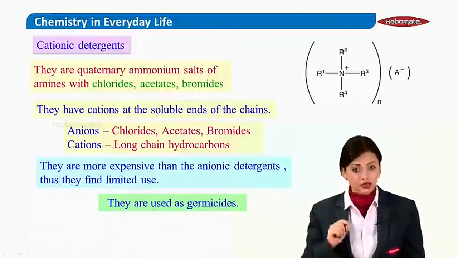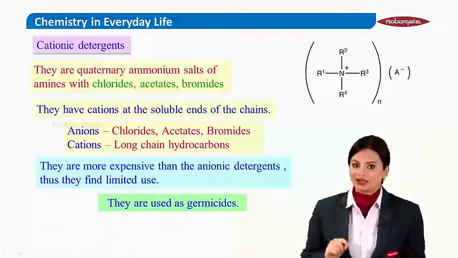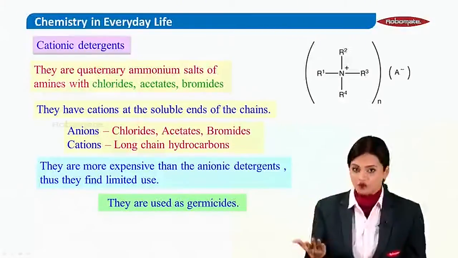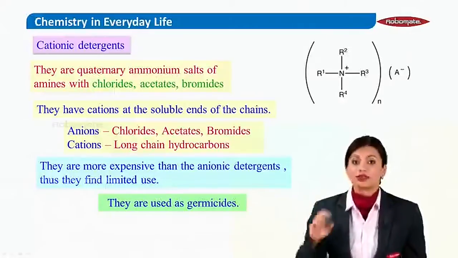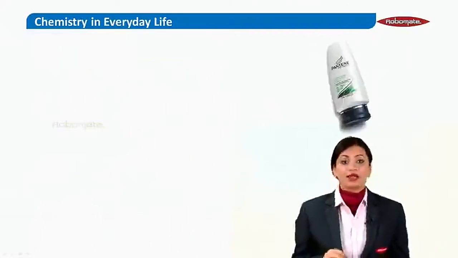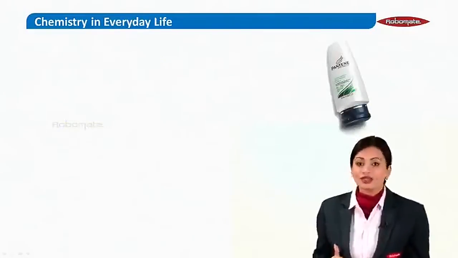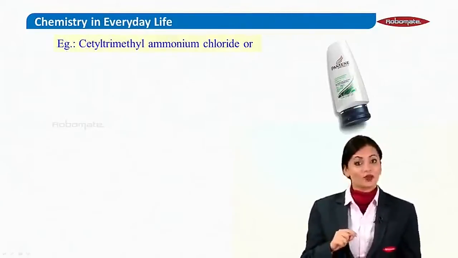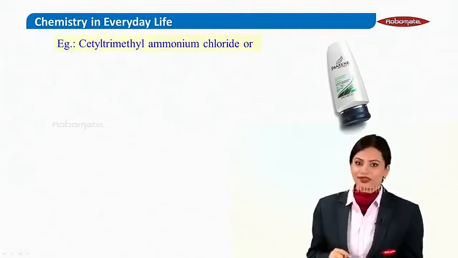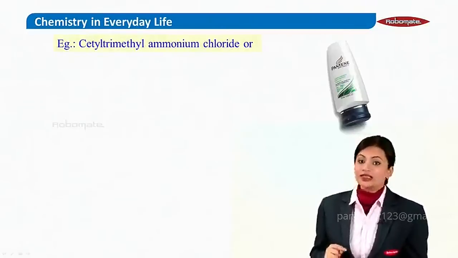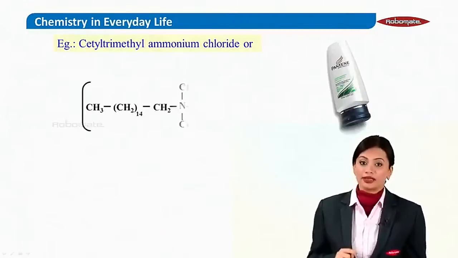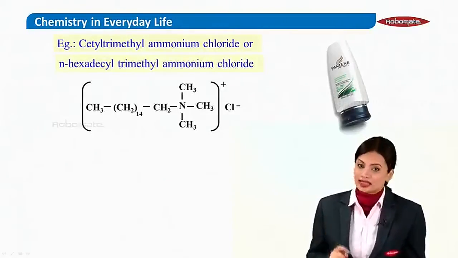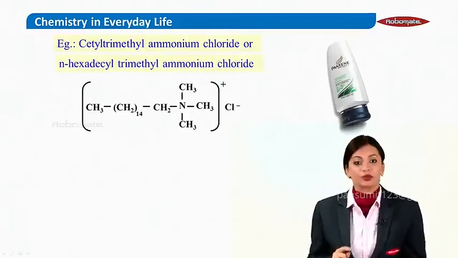Why can they be used as germicides? Because they have nitrogen. So as long as it is killing the plant or it is killing anything unwanted, it is going to give some nitrogen too. Now, cationic detergent, the most common use of it is while preparing conditioners, and hence children, the conditioners are much more expensive than the shampoos. Example is cetyl trimethyl ammonium chloride. Yes, this is the molecular structure. It is also known as N-hexadecyl trimethyl ammonium chloride.